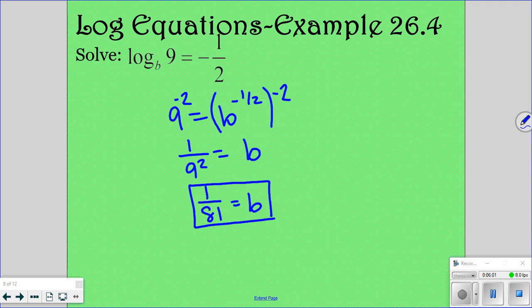Don't give decimals for these. Make sure to leave them as fractions. If you give decimals, they are going to get marked wrong. So leave them as fractions.